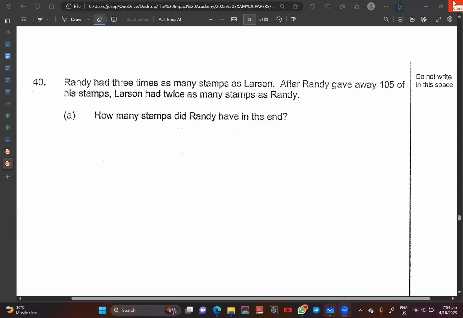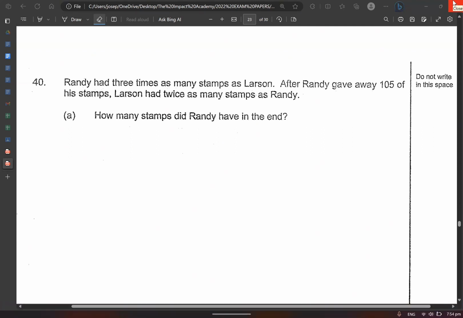Okay, as you can see over here, it says that Randy had 3 times as many stamps as Larson. The moment I see the words 3 times, I know that this is what I call a multiples model. Do you agree so far? A multiples model basically looks like that. Let me just show it to you.